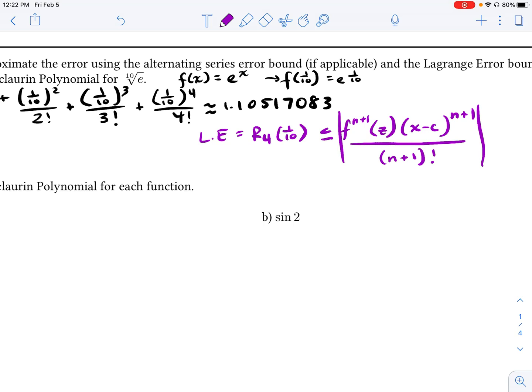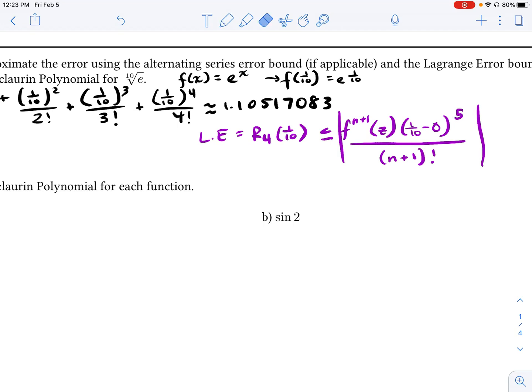Now, let's start plugging in a couple things that we know. First off, since we're evaluating this function at 1 over 10, that's my x value. So I'm going to write that in. That's 1 over 10. And since this is a Maclaurin series or a Maclaurin polynomial, it is centered at 0. So I'm going to go ahead and write that. We use a fourth degree Maclaurin polynomial. So the next term, n plus 1 term, this would have to be the fifth term. So I'm going to write that.